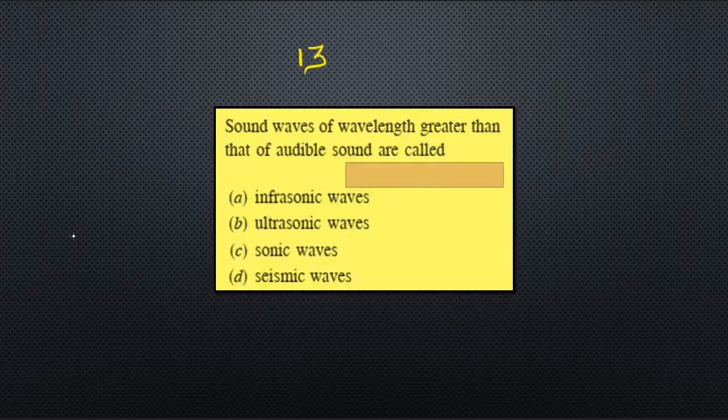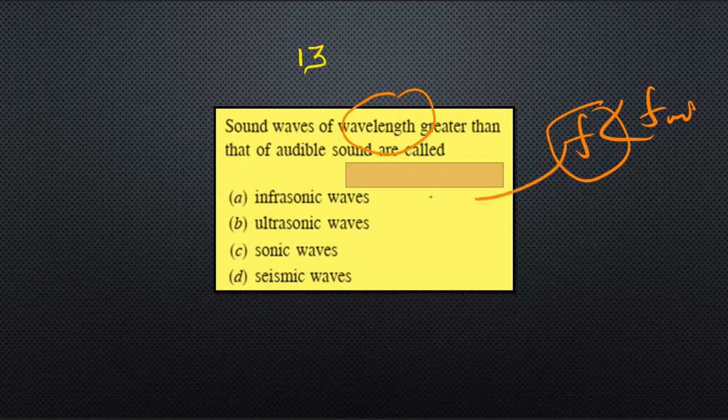Moving into question number 13. Sound waves of wavelength greater than that of audible sound are called infrasonic, ultrasonic, sonic waves. Right. Think of the answer. Remember, wavelength is greater than the audible sound. So ultrasonic is smaller compared with the audible one. So it's infrasonic. Answer A, 13.